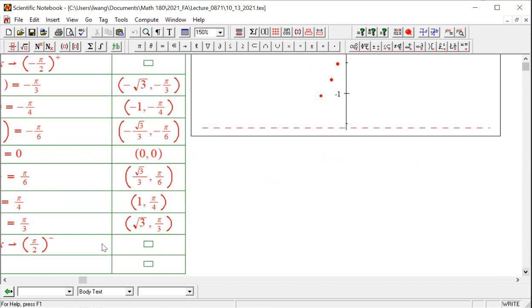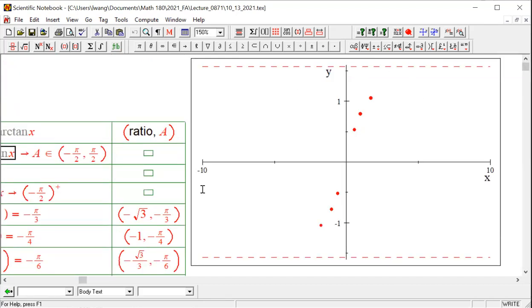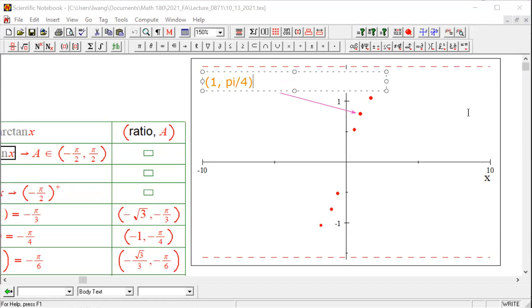Take, for example, the point 1 comma pi over 4. The input is ratio, the output is angle. So when we look at that point, which is here, this is the point. Input is ratio, the output is pi over 4. What is the meaning?